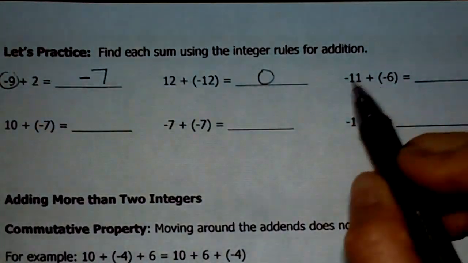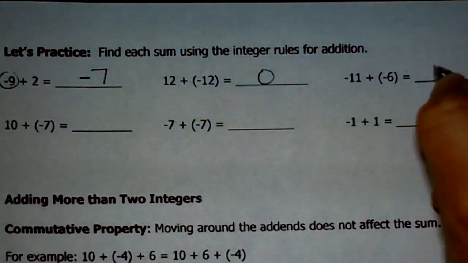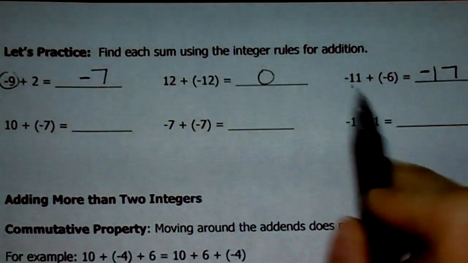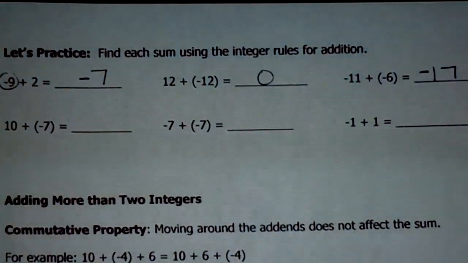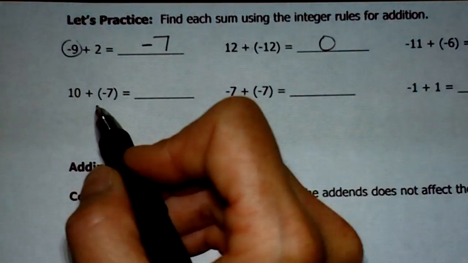All right, here I have a negative plus another negative. That means I add the digits, so 11 plus 6 is 17, and I keep the sign. Because if I have 11 negatives and 6 more negatives, they're not all of a sudden magically positive. I know, it's crazy.